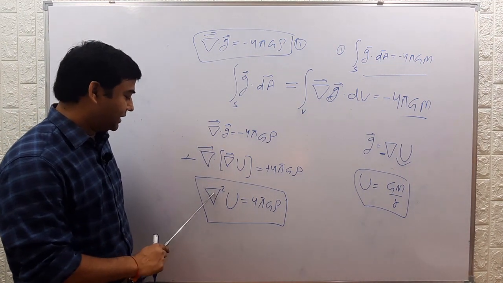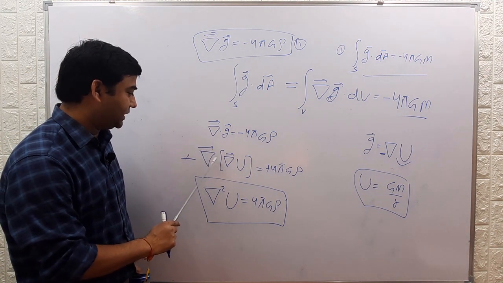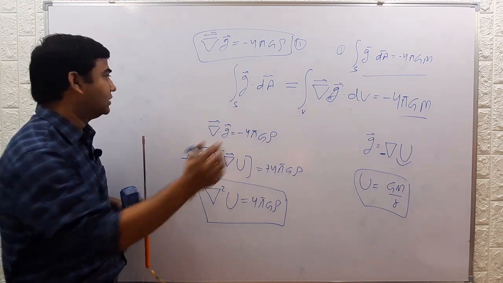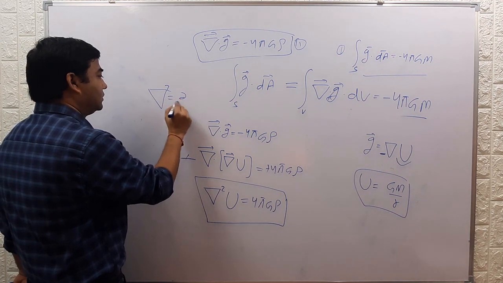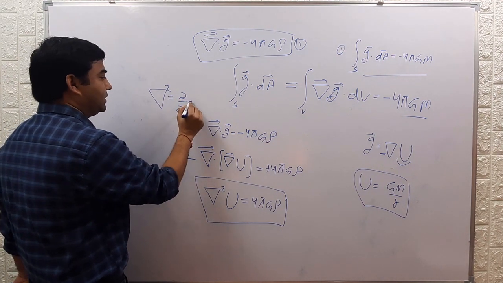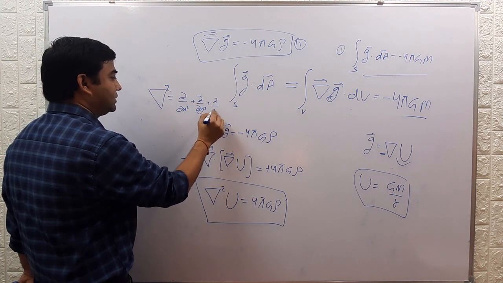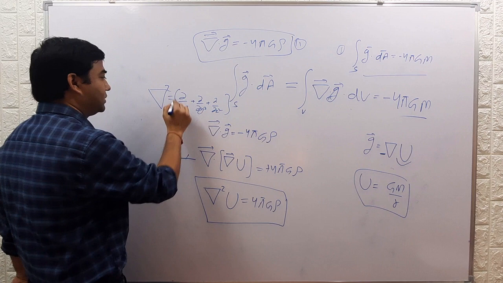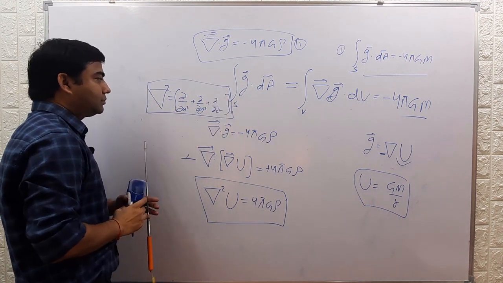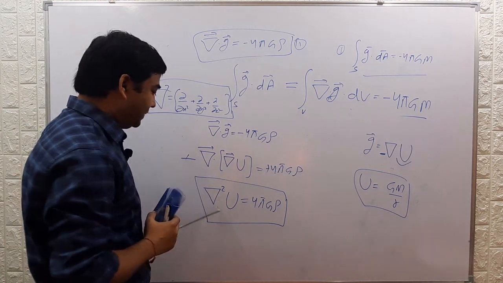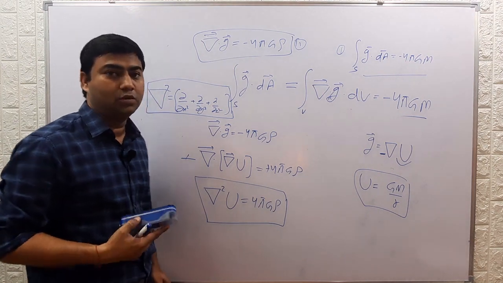Del dot del is del square. Sorry, it is del square. When we carry out the dot product of del with del, it will be del square. Earlier we discussed what is del square: del squared by del x square plus del squared by del y square plus del squared by del z square. This is the Laplacian operator. So in the form of Laplacian, Gauss's law can be written in terms of Poisson's law.